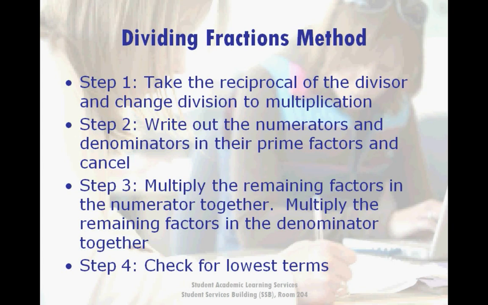Step 2, we're going to write out the numerators and denominators and their prime factors and cancel. Step 3, multiply the remaining factors in the numerator together and then multiply the remaining factors in the denominator together. Lastly, step 4, check to make sure we're in lowest terms.